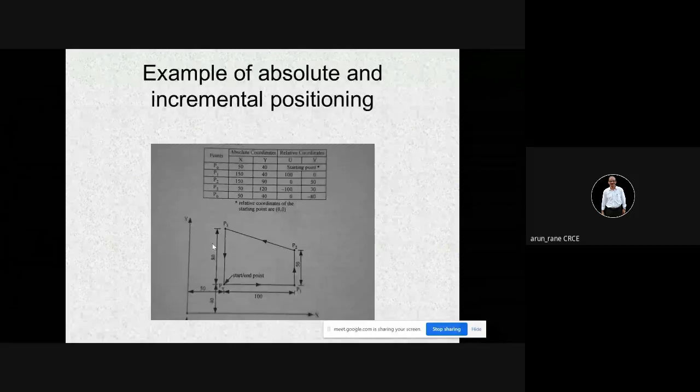30. So instead of 30, suppose you give 40, so this point will shift up. This will be at 90. And then while returning, this is already at 90, and if you say minus 80, it will not come to its original position. So that care you have to take. You have to play safe. So that was your absolute and incremental.